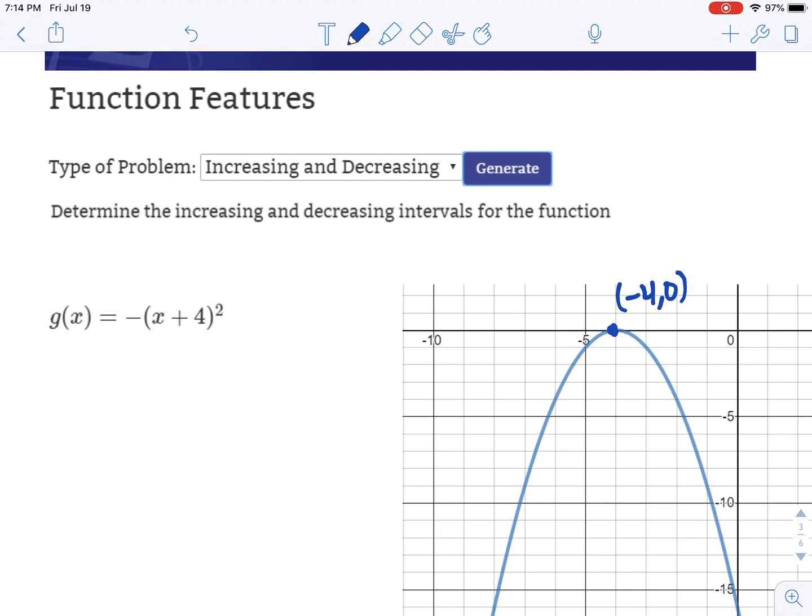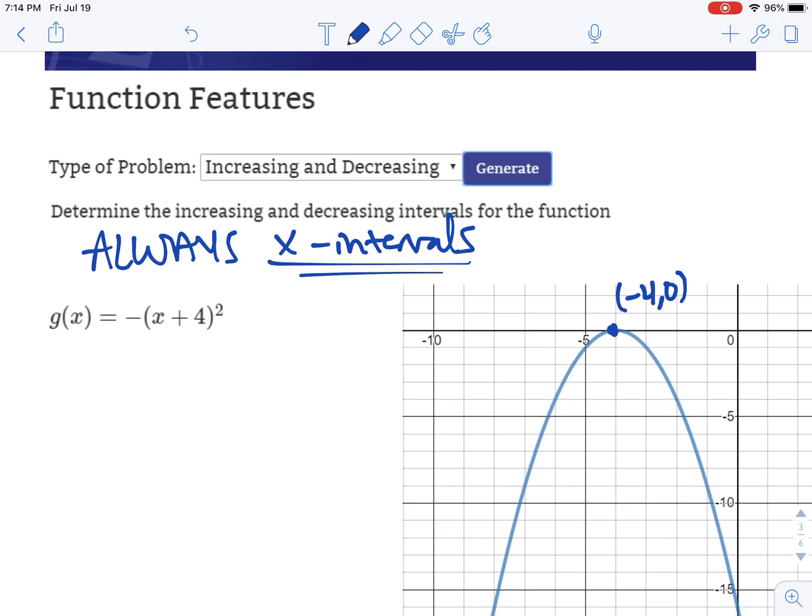When we're doing increasing and decreasing, we're always going to do x intervals. We need to always do x intervals because these are all going to be functions. We're doing function features after all. And functions have distinct values of y for each x. So if I say x equals 4, there's only one y value that goes with that x of 4. Whereas going backwards, if I say, for example, for this graph, a y of negative 10, there's more than one x that has a y of negative 10. So we couldn't use y intervals.